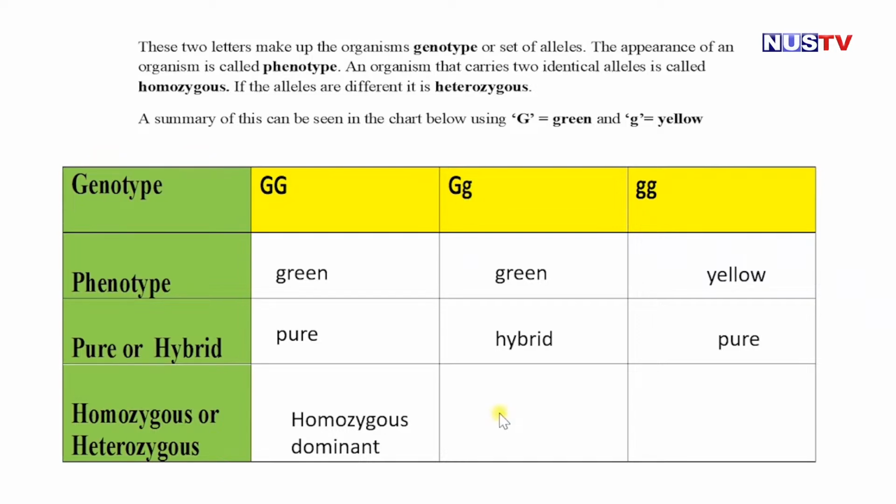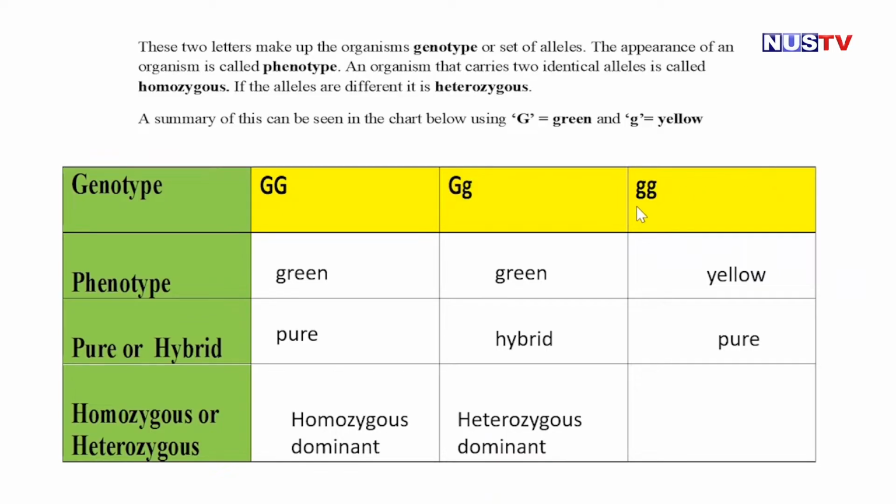Next, homozygous or heterozygous, capital letter G, small letter g. Answer is heterozygous dominant. Heterozygous because there are different, capital letter G, small letter g, different. Dominant here because there is an involvement of a capital letter.